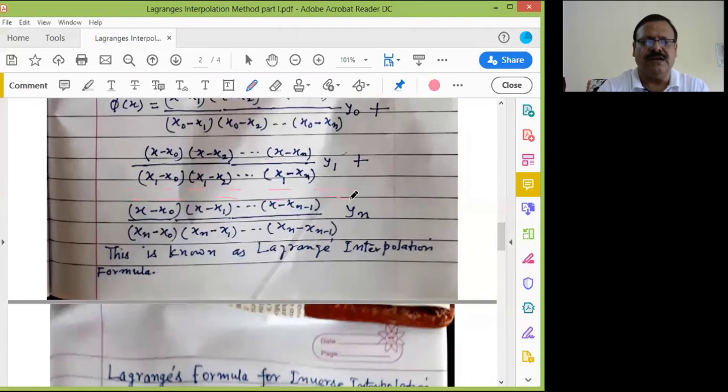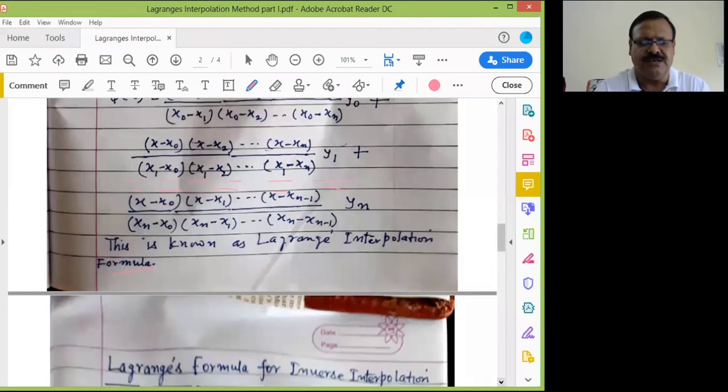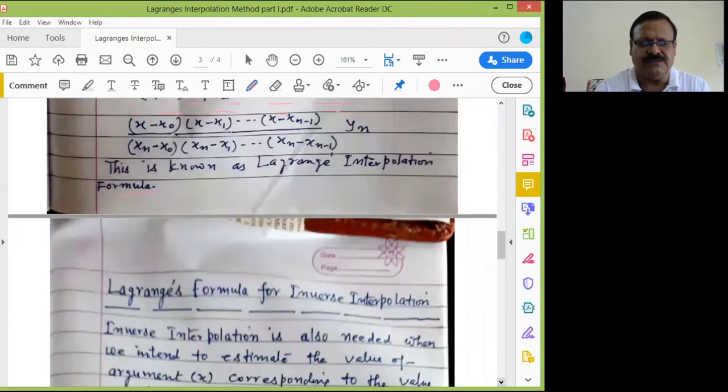So this is known as Lagrange interpolation formula. This formula is very useful. So remember this formula. This is very easy. It is free from any beginning value, any ending value. It is unequally spaced. I mean, arguments are unequally spaced. In this way, this has more flexibility than the previous method.